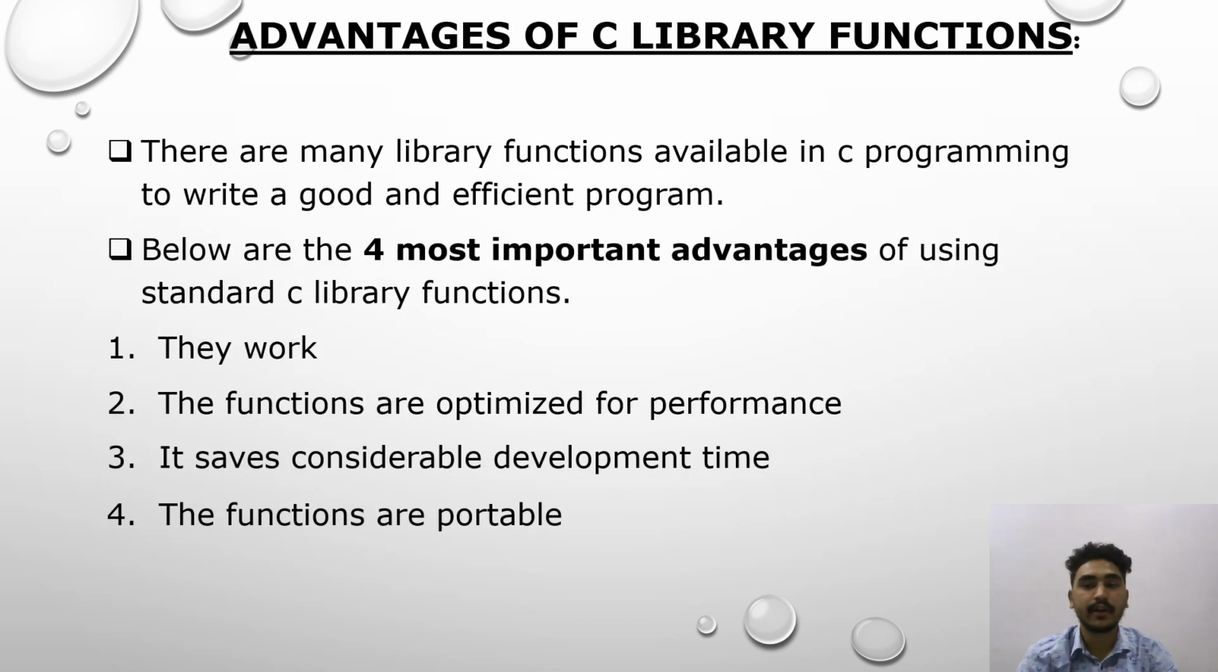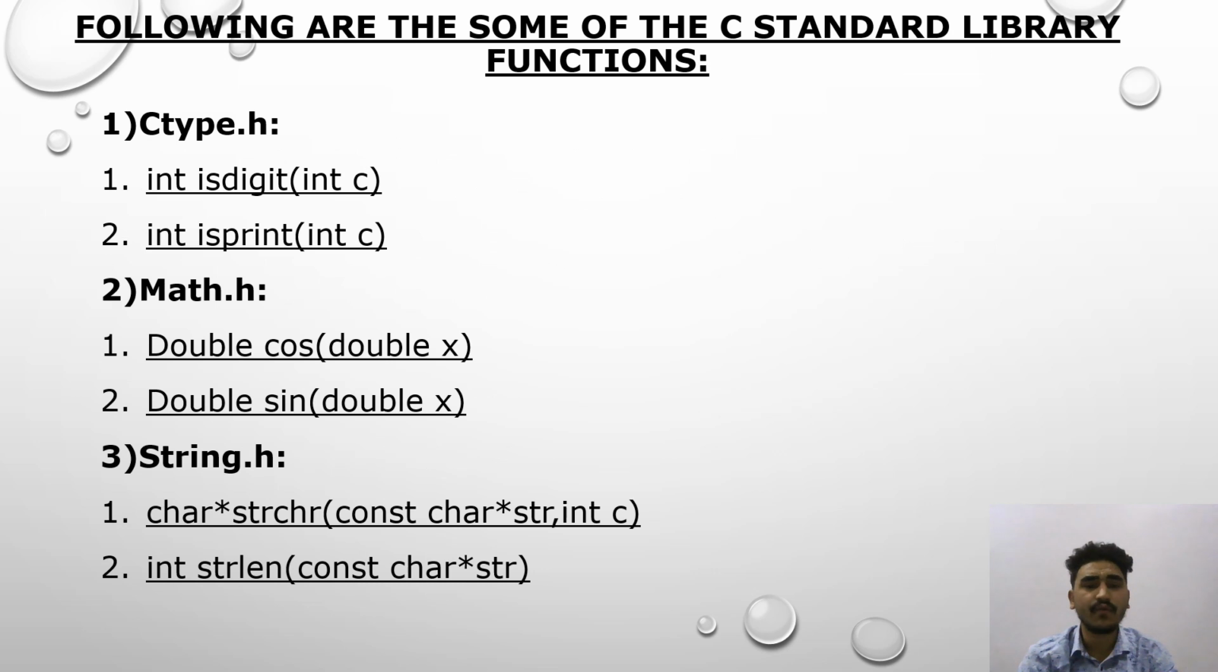Advantages of C library functions. There are many library functions available in C programming to write a good and efficient program. Below are the important advantages of using standard C library functions. The functions are optimized for performance. It saves considerable development time. The functions are portable.